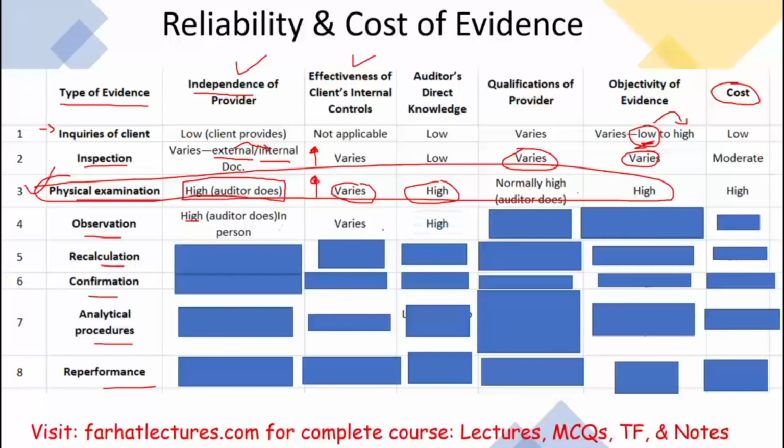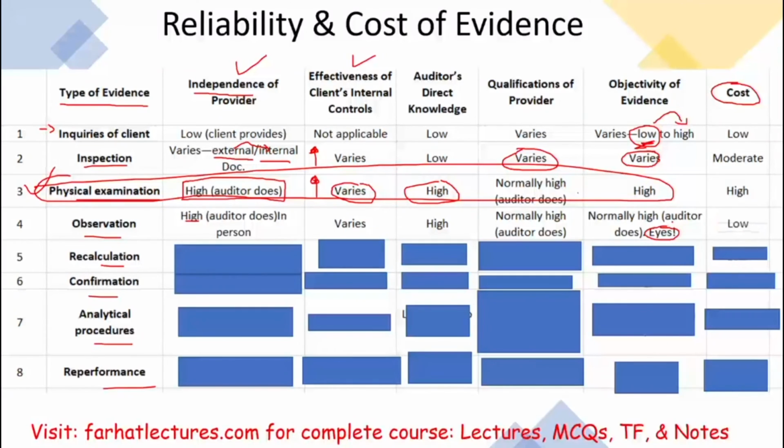Auditor's direct knowledge is high. You are viewing yourself. You are observing yourself, and you should know what you are observing. Qualification is also high, because the auditor is carrying out this step. Objectivity of evidence is normally high, but remember, observation, again, is specific to a period of time. So you cannot basically say that because they were doing this step, they were following internal control. When I was watching, it doesn't mean they're constantly doing it. So normally it is high, but you are using your eyes, and if they know you are watching, they might do it only for that time.